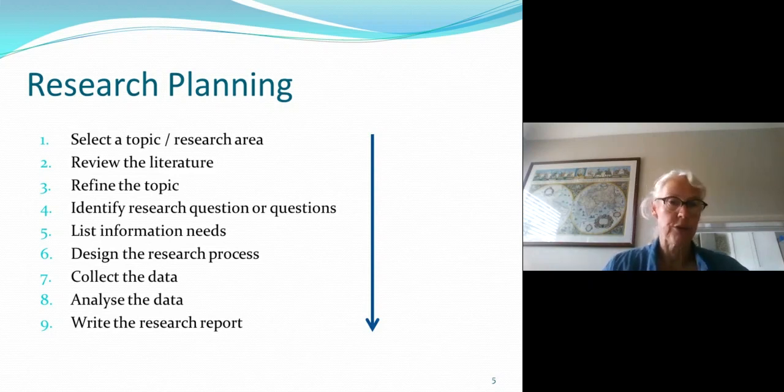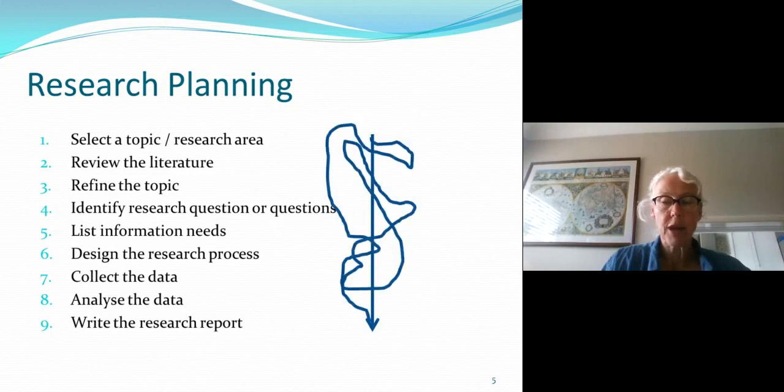Now that sounds really straightforward. The reality is the journey is nothing like as straightforward as that. And you can see from the squiggle that I've imposed on the right hand side there, people often make a big jump forward and then they go back again. They realise there's a problem. So they go around in various loops during this process. And it's like this for all of us, not just for students, but for experienced academics as well.